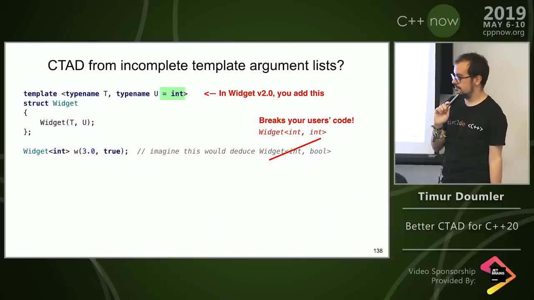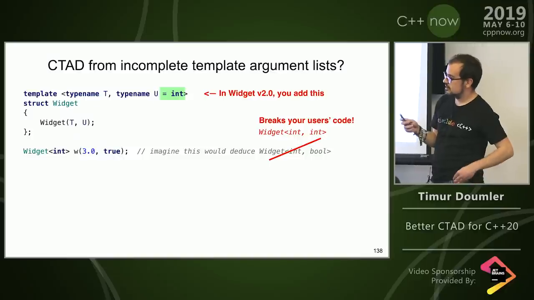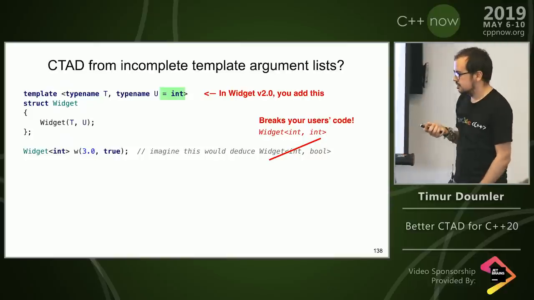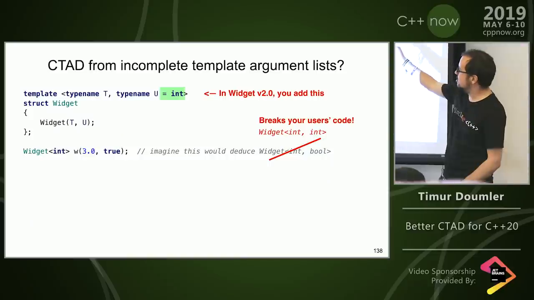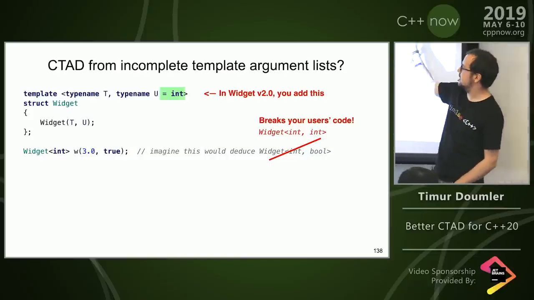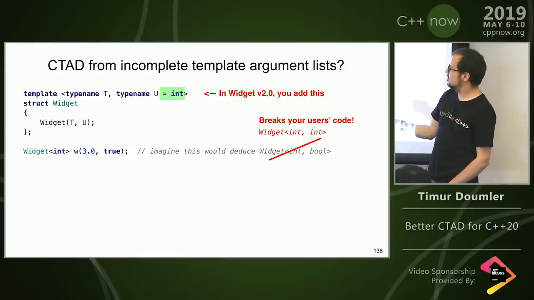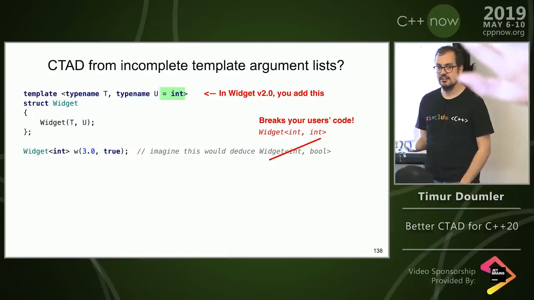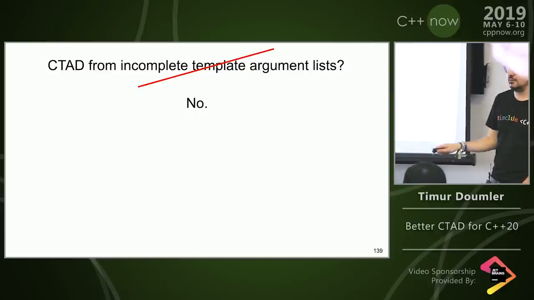Yes? Another breaking change would be template typename T, typename U, comma, class equals enable_if, boom. You add an enable_if condition in the template list. So Marshall's comment is, if you don't do this, but instead you add a third argument, like enable_if to SFINAE out some cases, which is common, then you're also going to break your users' code because they're going to deduce another type. So for all of these reasons, no, this is not a thing, will never be a thing.